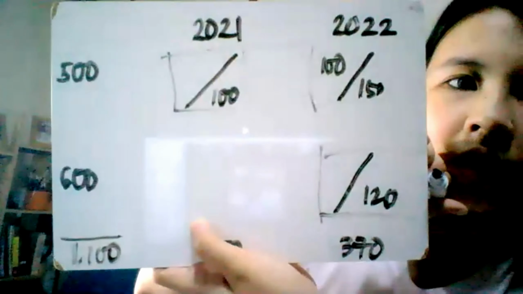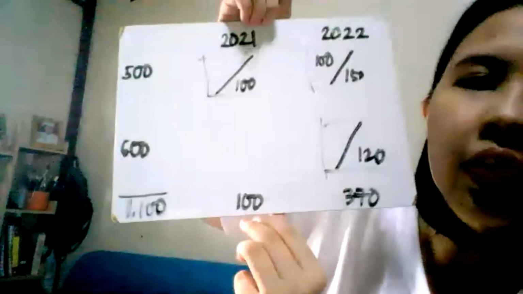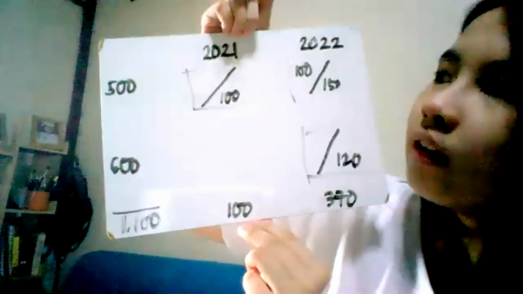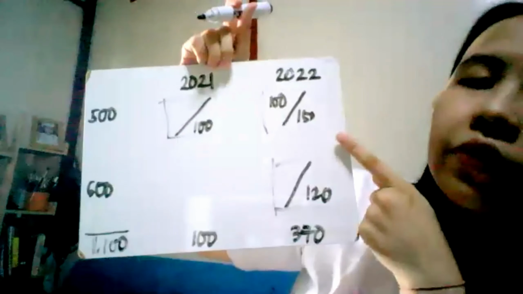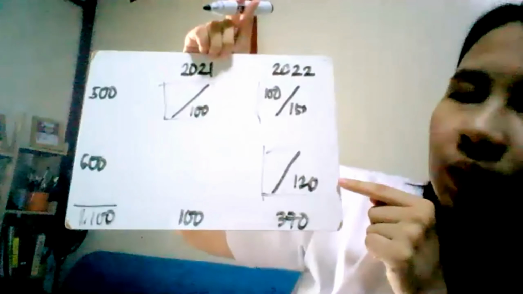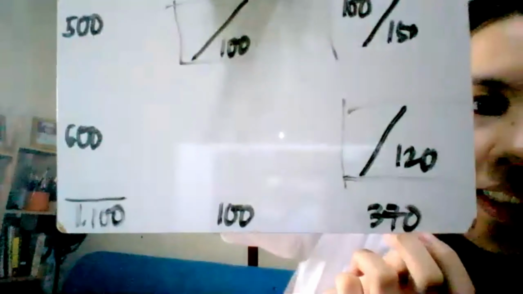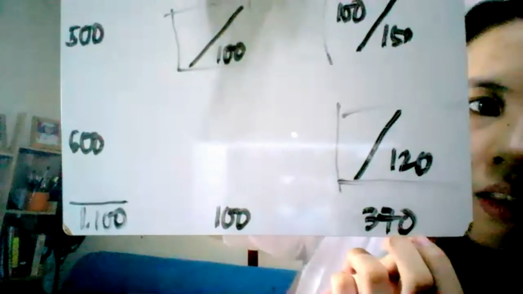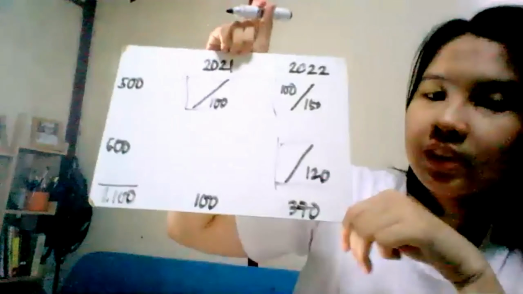We'll just add them up. For 2021, only 100,000 was earned. For 2022, we add everything: 100,000 plus 150,000 plus another 120,000. In total, that's 370,000. So you'll get a total earned of 470,000.